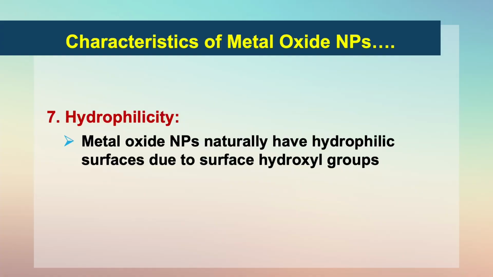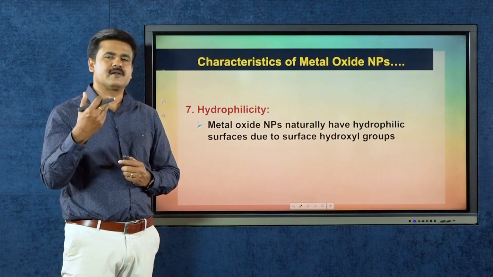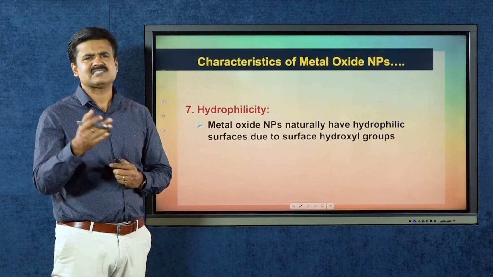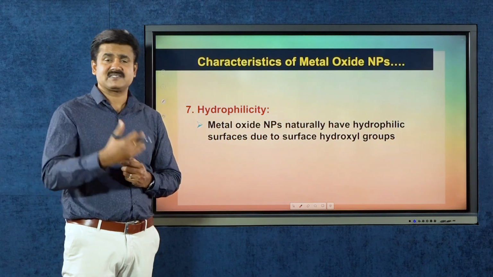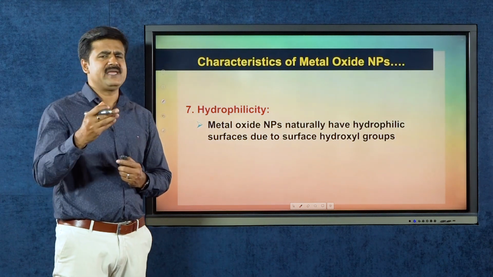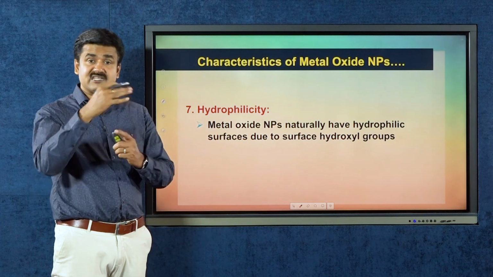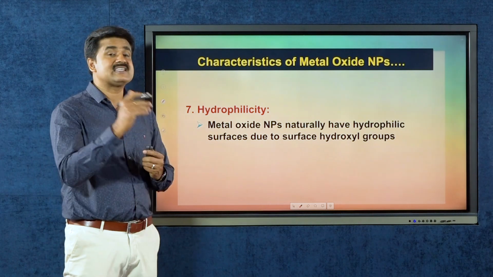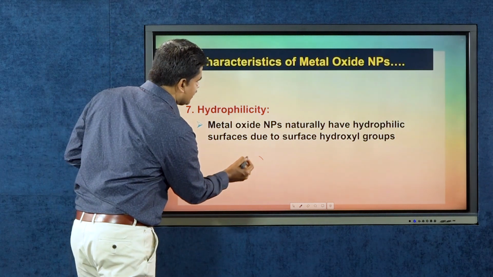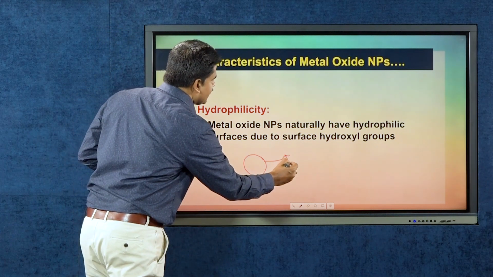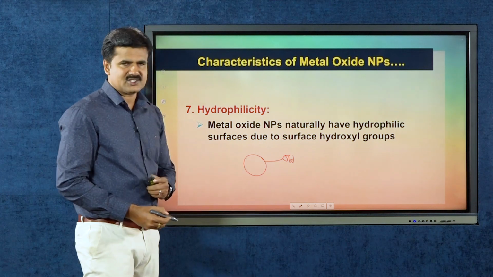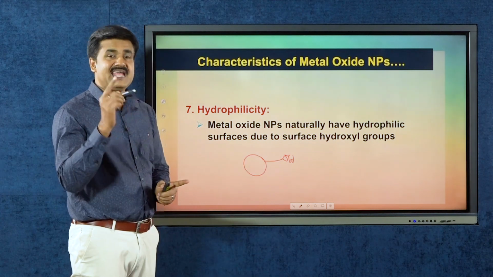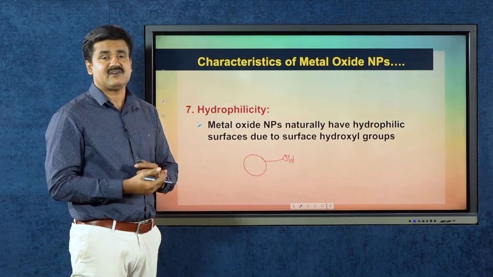Metal oxide nanoparticles naturally have a hydrophilic surface due to surface hydroxyl groups. See, for instance, if you are preparing iron oxide nanoparticles by a preparation method called co-precipitation method, there may be some free hydroxyl groups on the surface of iron oxide nanoparticle. The iron oxide nanoparticle surface having some OH group, this OH group can enter into hydrogen bond with the water molecule.